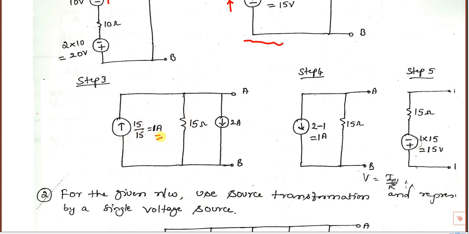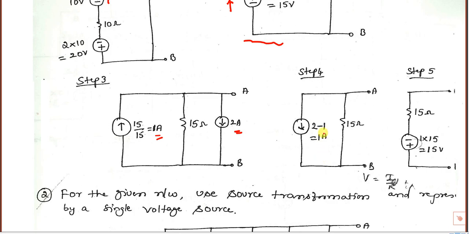Now I can add this 1 amp and 2 amps. 1 amp is going upwards and 2 amps is going downwards. So between the A and B nodes, 1 amp going upwards, this is coming down. So you have to retain the maximum value direction, which is downwards, and the net current is 2 minus 1. If two currents are opposite, you have to subtract and retain the direction of the maximum. So 2 minus 1 is 1, and 15 ohm is there.